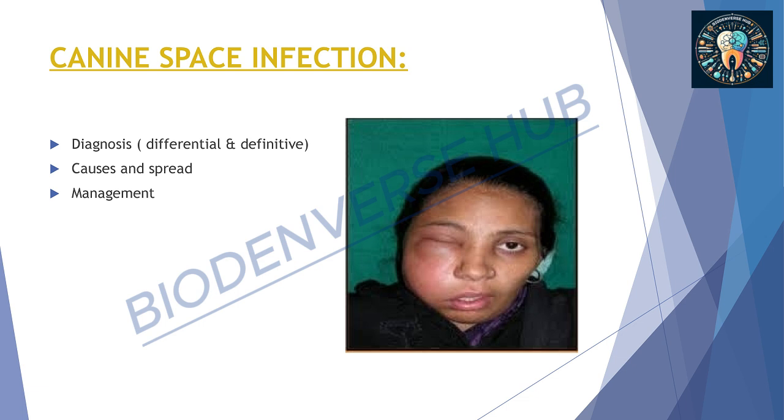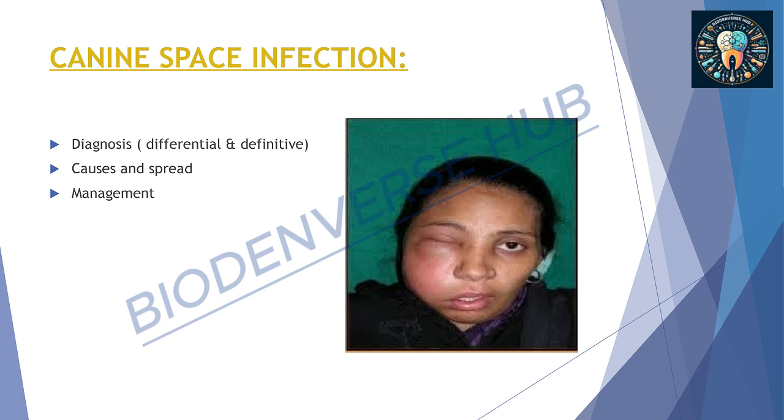So the first picture is about the facial space infection, and as you can see, there is quite an obvious swelling in the infraorbital region. So it is most probably the canine space infection or the infraorbital space infection. In that regard, you will be asked about the differential and the definitive diagnosis, then the causes and spread, and then the management of such kind of infection.